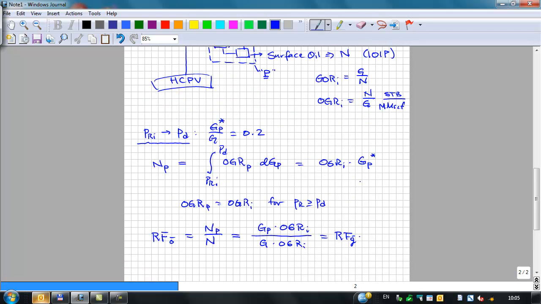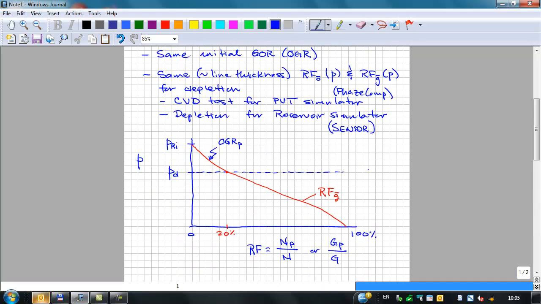Is it clear? Because the oil-gas ratio is remaining constant from the initial pressure down to the dew point. So the curve will be in green here, and it'll look just like this.